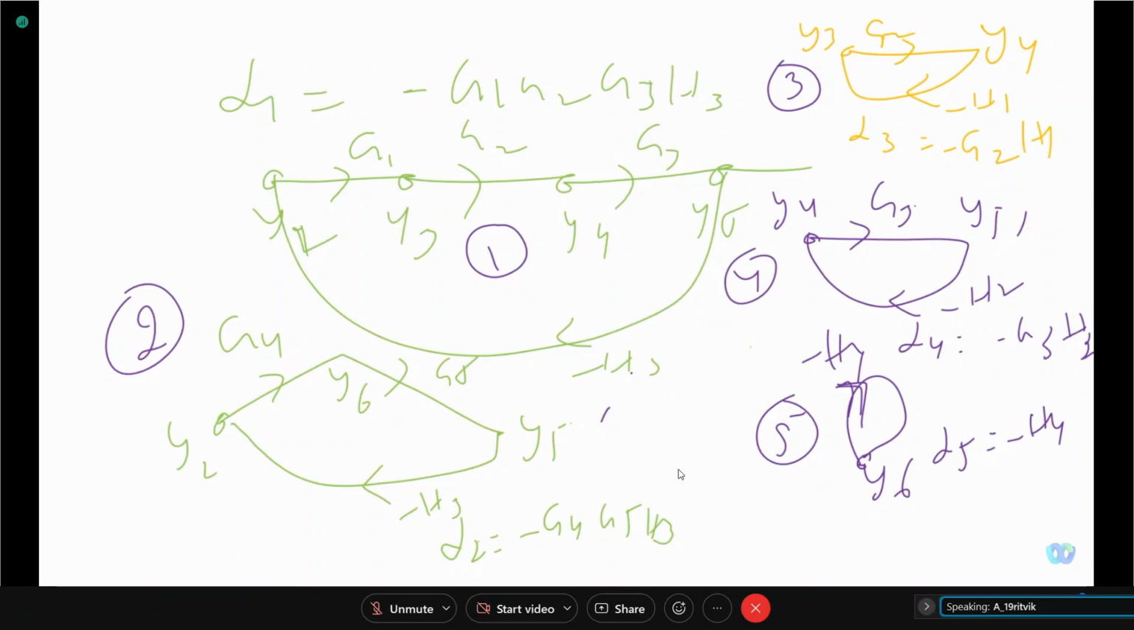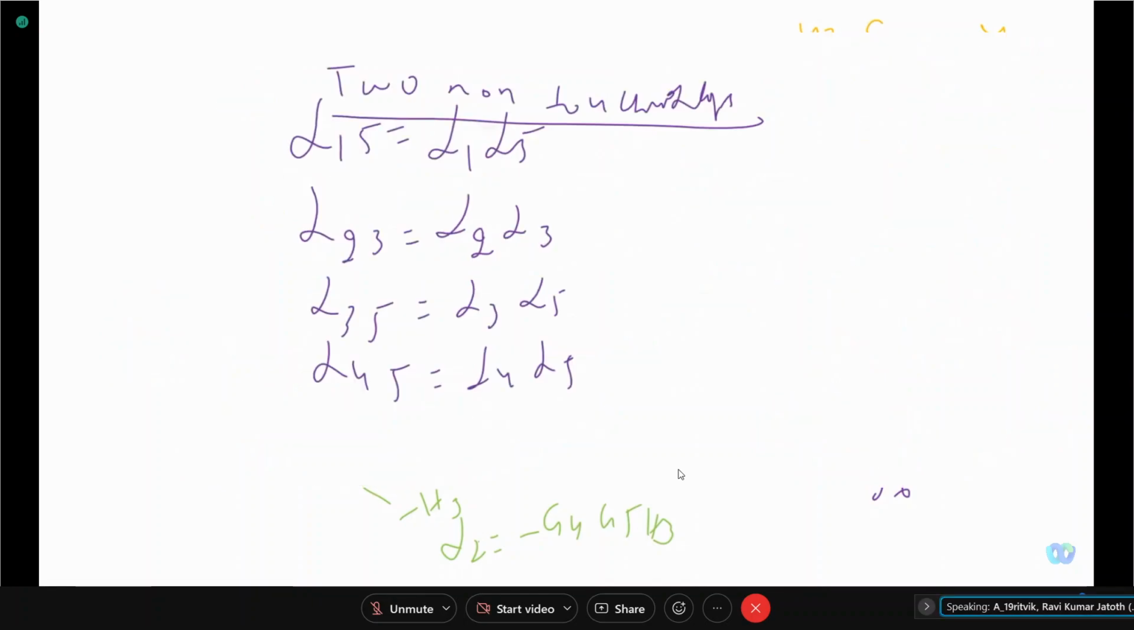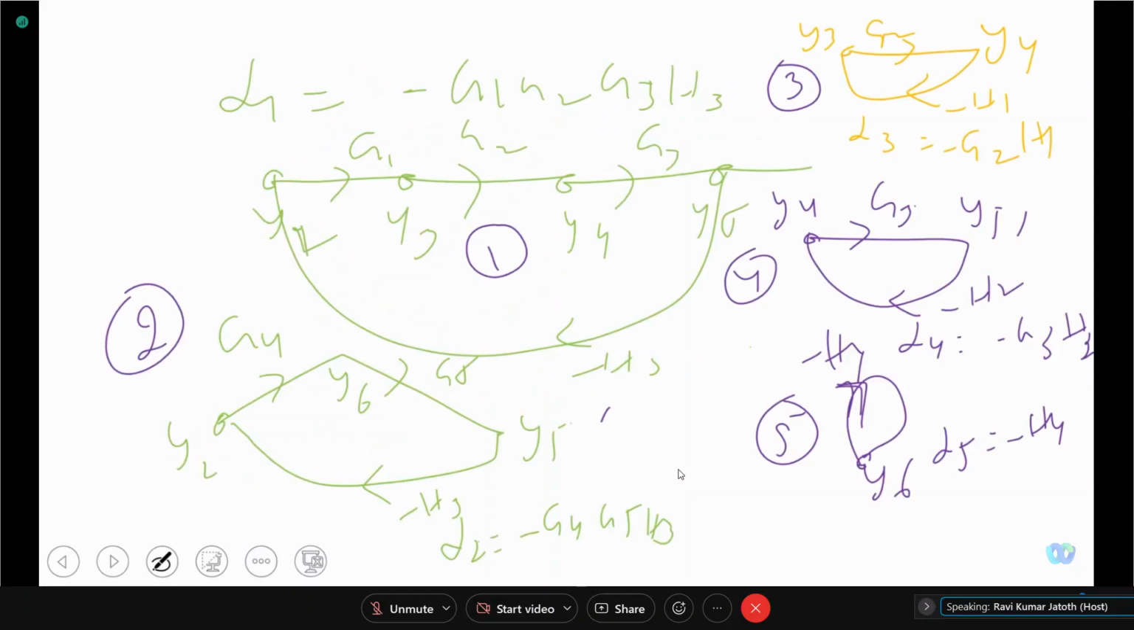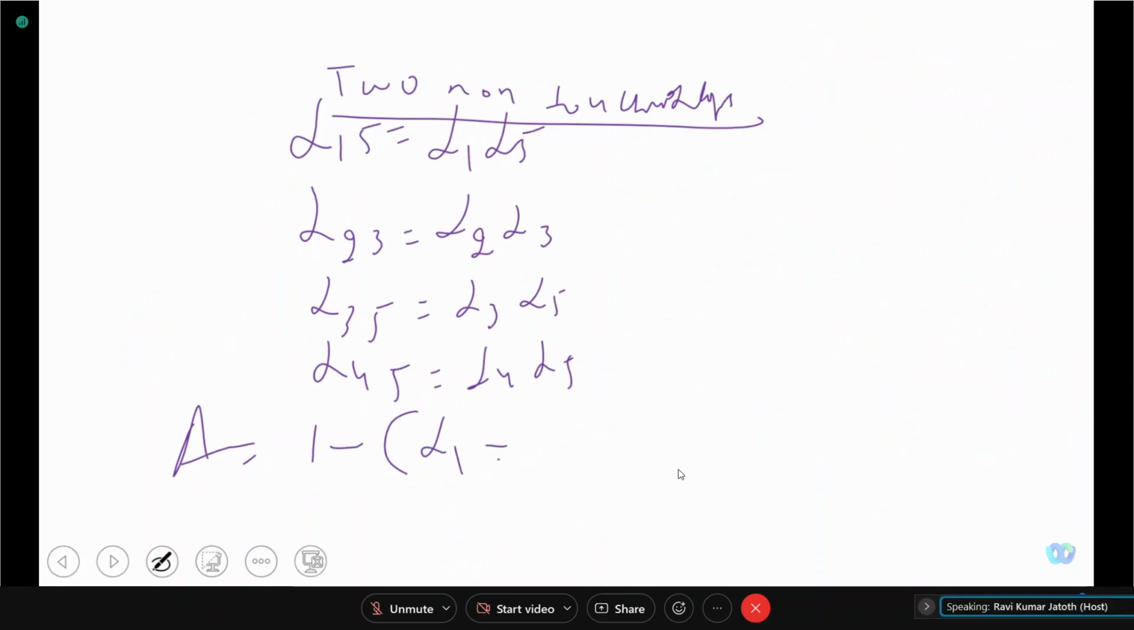No, sir. Then 3, 4, and 5. So there are no three non-touching loops, correct? Yes, sir. So what is delta now? 1 minus the sum of all individual loops: L1 plus L2 plus L3 plus L4 plus L5. Right?